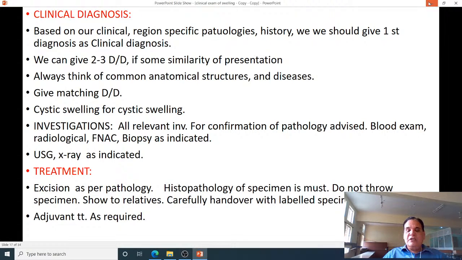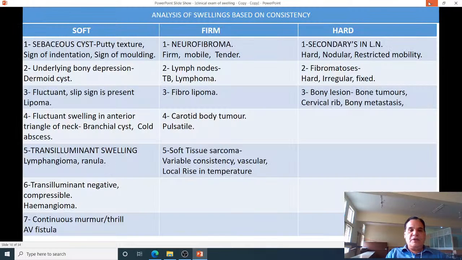Now one more thing you must know. Histopathology of the specimen is a must. Do not throw the specimen. Show it to the relatives and carefully hand over the labeled specimen to a patient relative or to our attendant for histopathology. Let them be satisfied the surgery is done, and label it correctly. This is an essential part and this is the primary management. The rest of the management depends on the pathology.